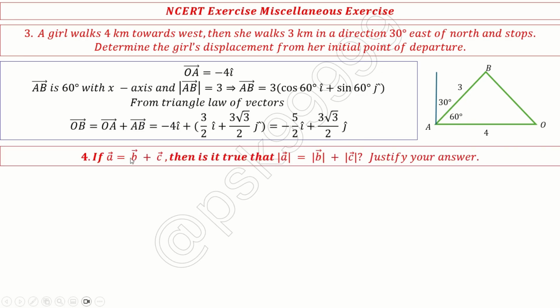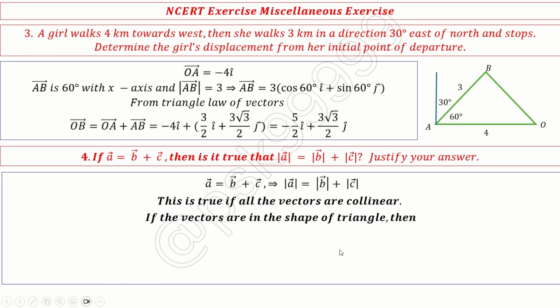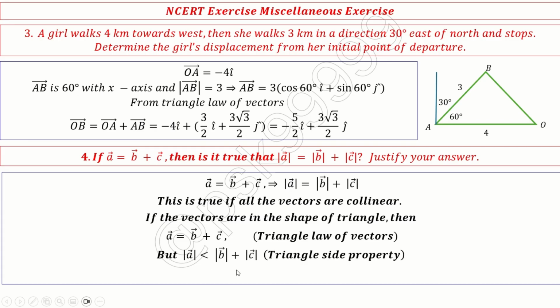Next. If A bar equal to B bar plus C bar, then is it true that magnitude of A bar equal to magnitude of B bar plus magnitude of C bar? Justify your answer. Okay. So we can easily take some example and do it. This is true only if all the vectors are collinear. If they are at an angle, then it is not. If the vectors are in the shape of a triangle, then A bar equal to B bar plus C bar, correct, triangle of vectors. But the magnitude of A bar, which is the length of one of the sides, is always less than the sum of the lengths of the other two sides. This is the triangle property, right? So this is not applicable to the magnitudes. In a triangle of vectors, A bar equals B bar plus C bar, but the same thing does not hold for the magnitudes. So this is the example.